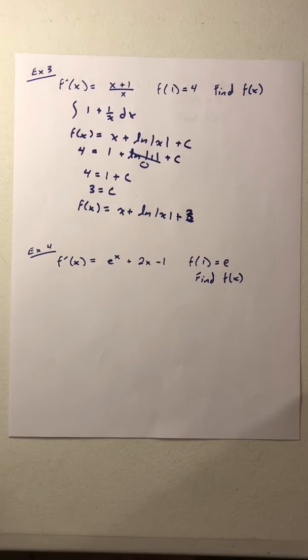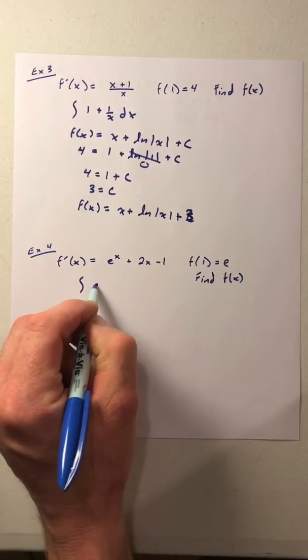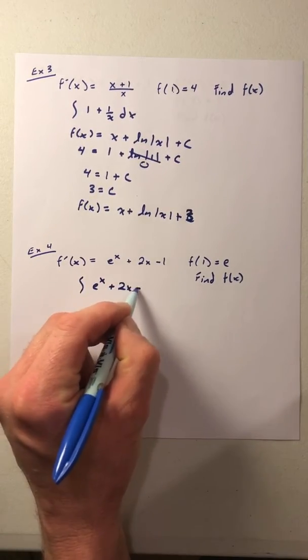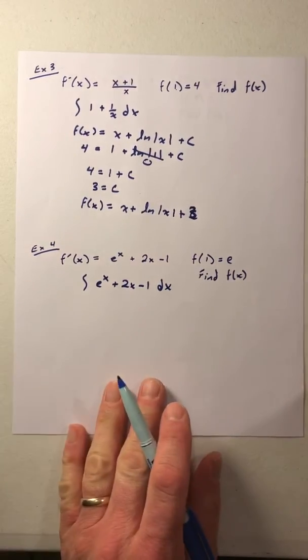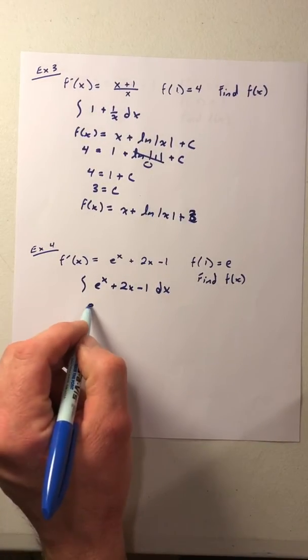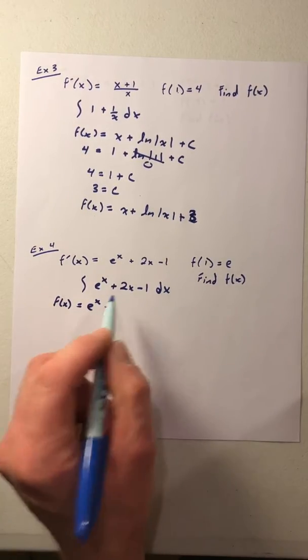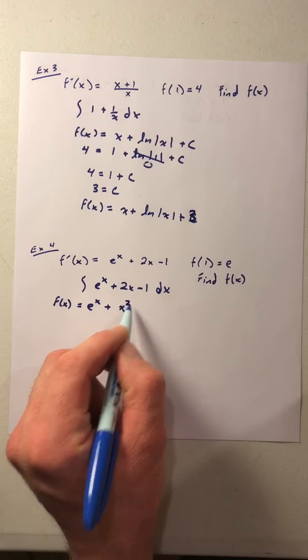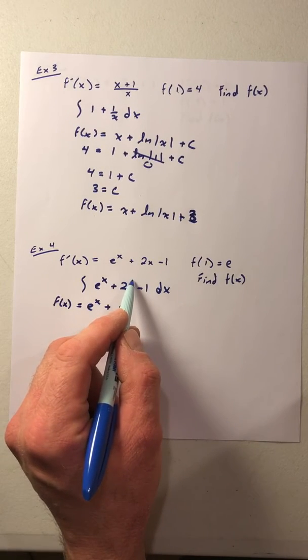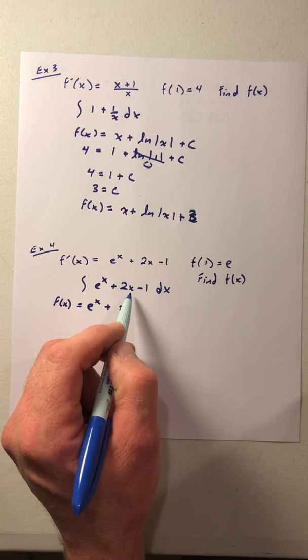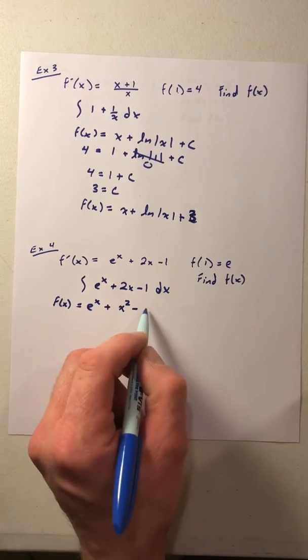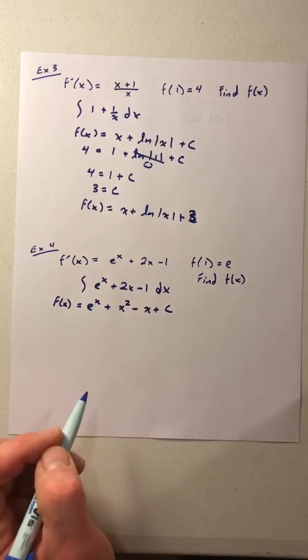There we go. In example 4, we have f prime of x equals e to the x plus 2x minus 1. Again, we're going to go ahead and integrate. Integration of e to the x plus 2x minus 1 dx. Integration of e to the x, remember, is e to the x. This goes into our original function. Plus the integration of 2x is x squared. And we increase the exponent by 1, gives us 2, divided by the new exponent of 2, so the 2's will cancel, minus x plus c.